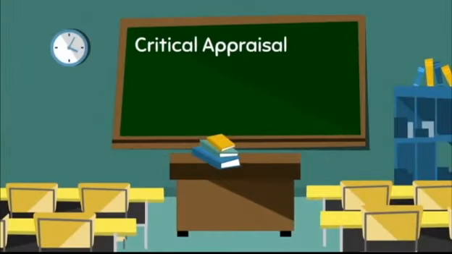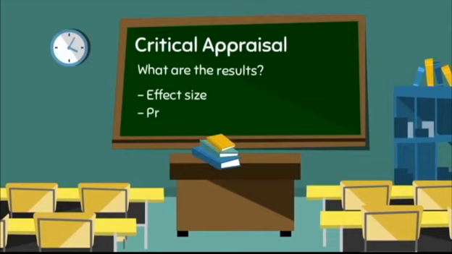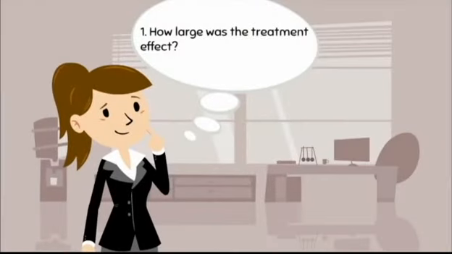The second aspect of critical appraisal is understanding the study results. What is the effect size? What is the precision of that estimate? What is the confidence of the estimate? How we interpret the effect depends on the type of outcome measured and the analysis done. A separate module is dedicated to that subject, but for now, let's focus on the outcome in this trial.